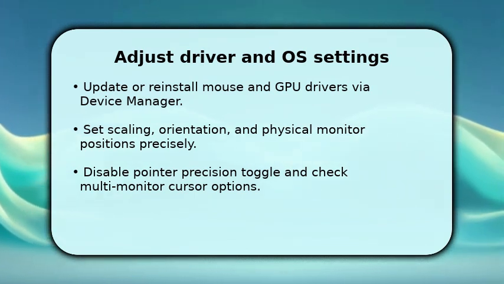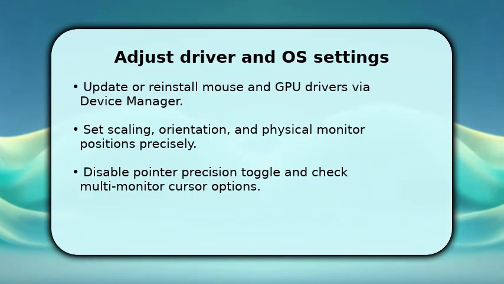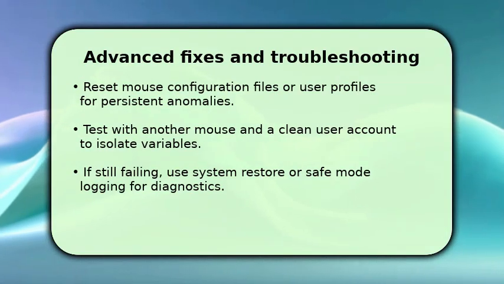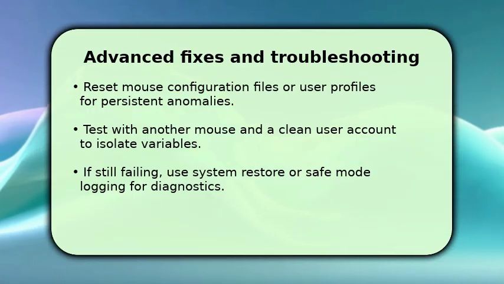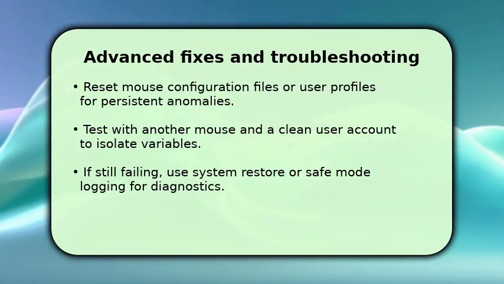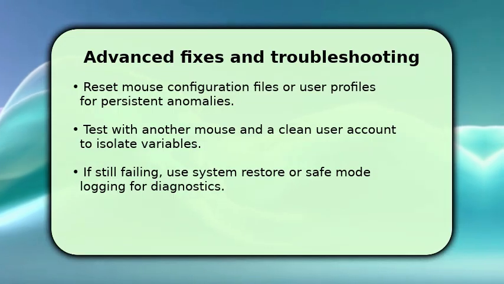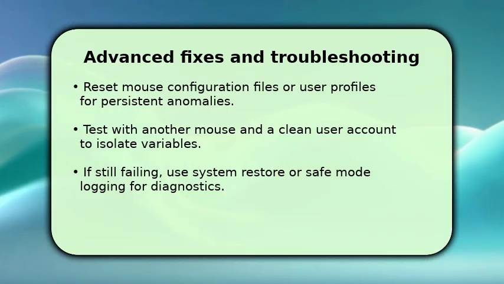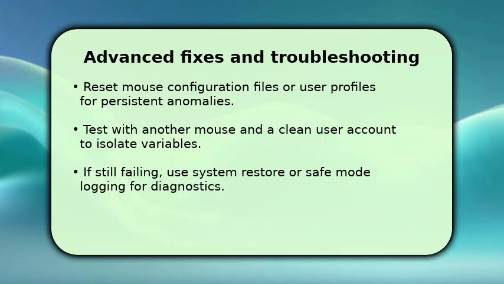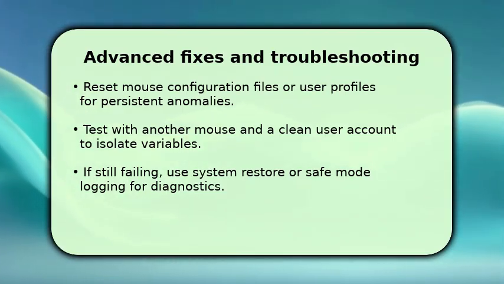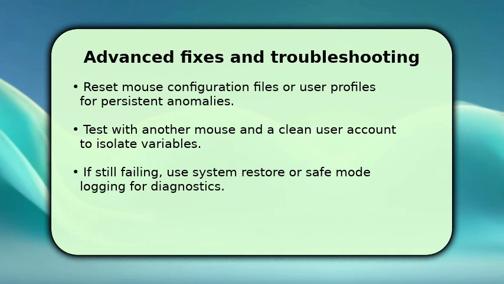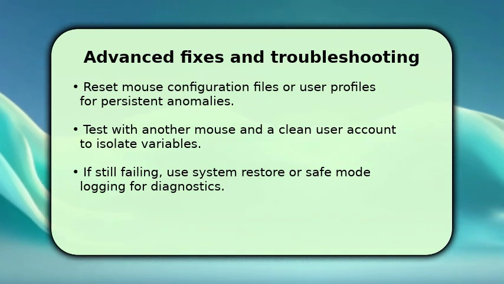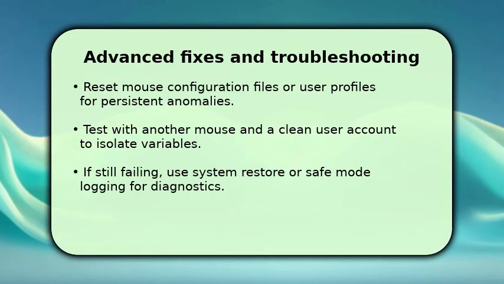These changes finish by isolating deeper causes: reset mouse settings, delete device profiles, or create a fresh user account to see if the issue is profile-specific. You should also test with a different mouse and swap USB ports to rule out hardware. If the problem persists, boot into safe mode and check event logs, or perform a system restore to a known good point. One key troubleshooting tip: if the cursor jumps only between monitors, recheck monitor alignment and scaling. Misaligned edges are often the overlooked culprit.